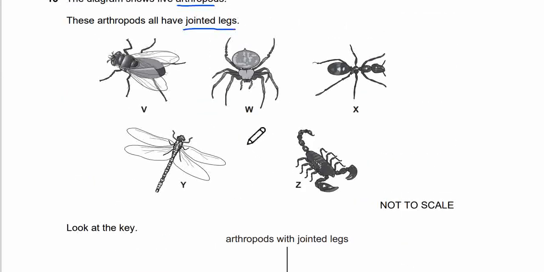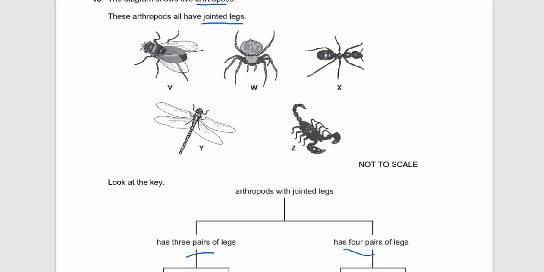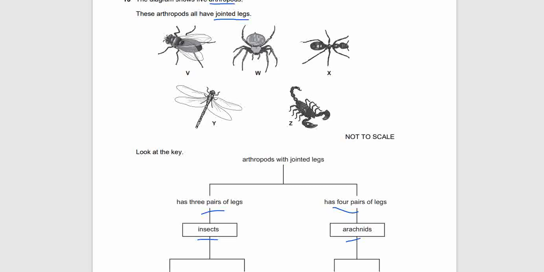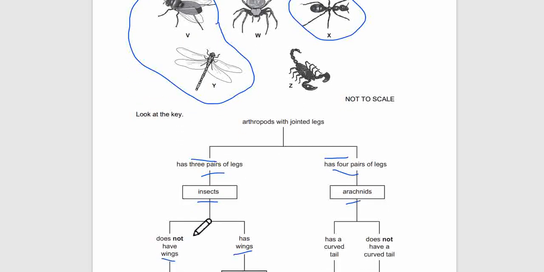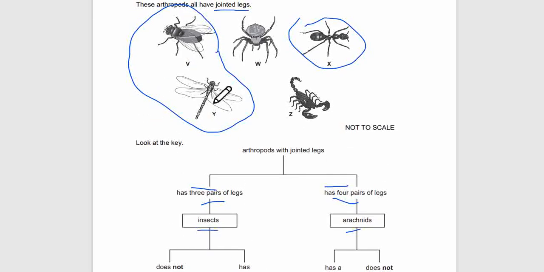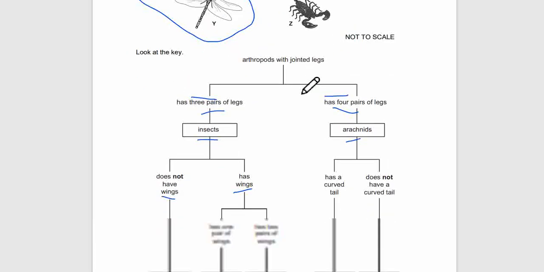Here, we'll make it smaller. So we start by dividing them into 3 pairs of legs and 4 pairs of legs. So 3 pairs of legs will be this one and this one. So that will be insects. Next, does not have wings. This has wings, this has no wings, so this will be X.